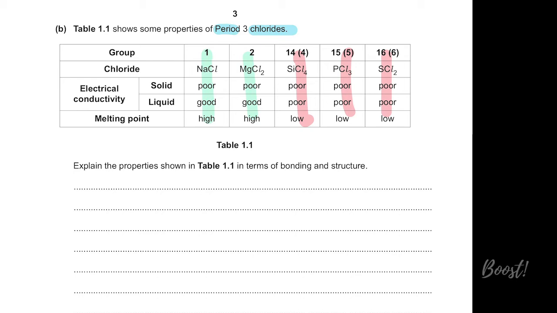So the metal chlorides have poor conductivity in solids but good in liquids, and high melting points. The non-metal chlorides have poor electrical conductivity in both solid and liquid, and low melting points. So this question wants us to explain those properties in terms of the bonding and structure.